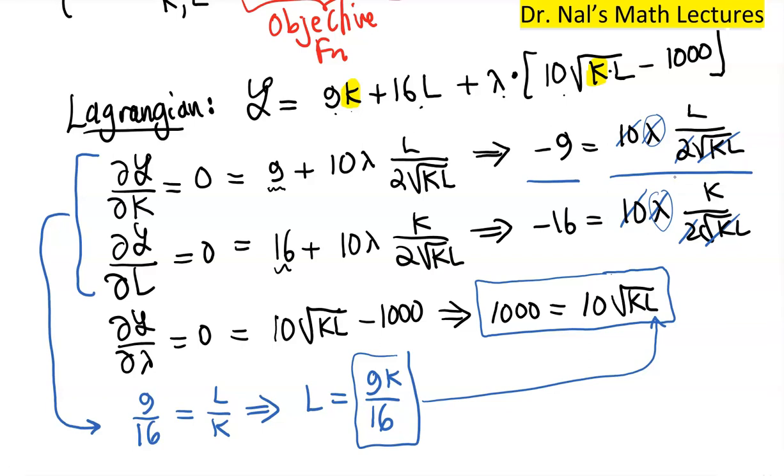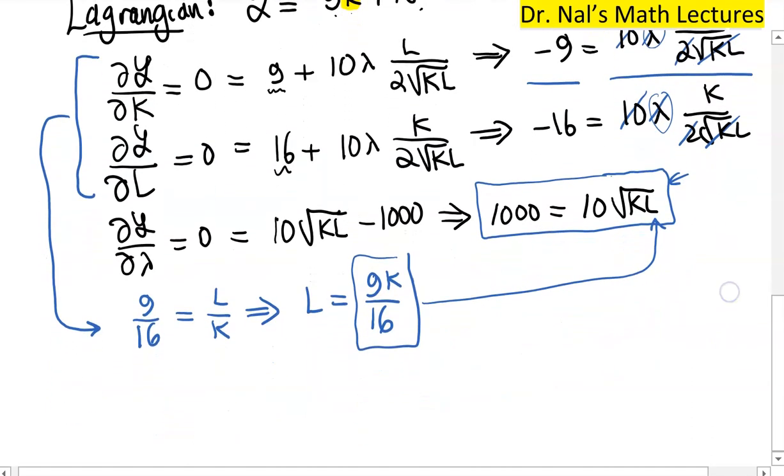Then you will get an equation in terms of L and K from the first two equations, and the third equation had another expression in terms of L and K. You should be able to solve them simultaneously. Let's just go ahead and solve them simultaneously now.